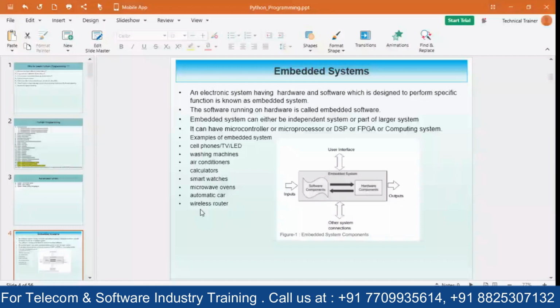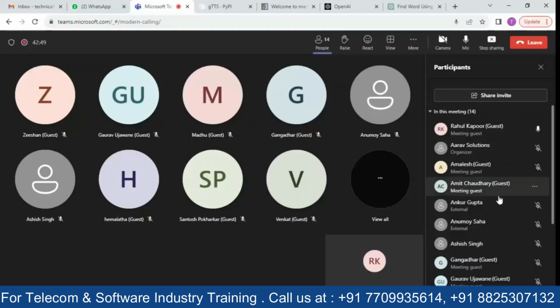So I would like to ask someone here, can you give me one example of an embedded system? Ankur Gupta, what do you think you see in your life that is an example of an embedded system? Can you please tell some example of an embedded system which you see in your day-to-day life? Ankur Gupta, are you there, please? Anything you think is an embedded system? It's not audible for me, Ankur.